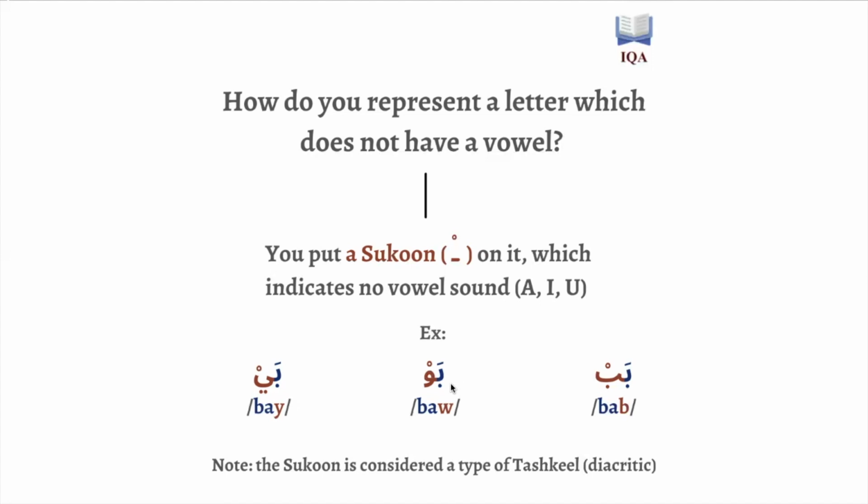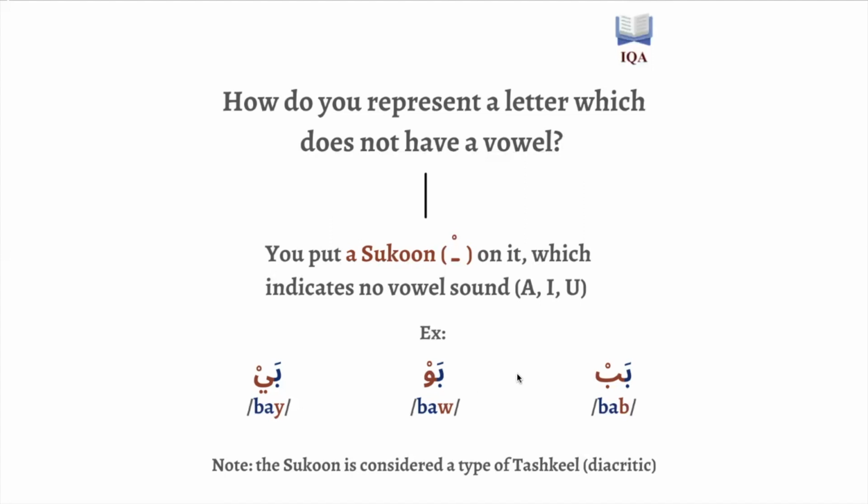Same thing here. Here we have a ba with a fatha on it, but then it's followed by a waw. That waw has, again, a sukoon on it. So I'm going to hold the shape of a waw with my mouth, and I'm going to say bow. But I'm not going to say bawa or bawi or bawu, I'm going to say bow.